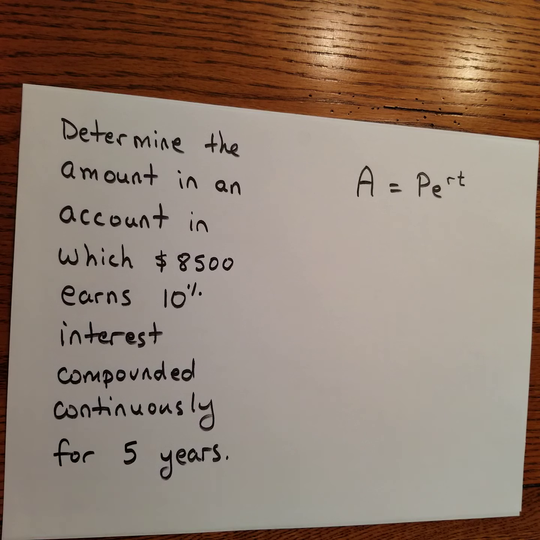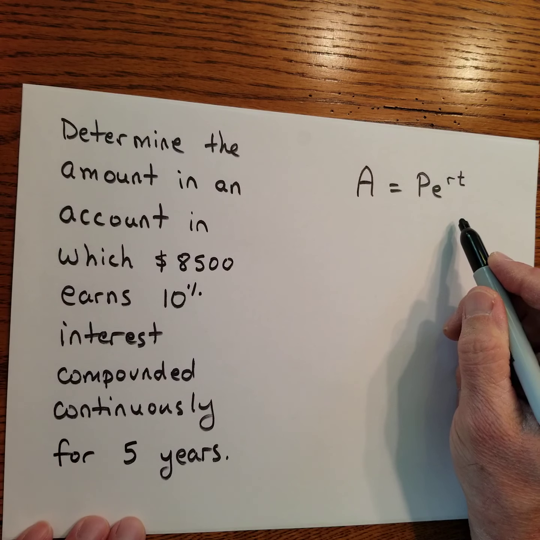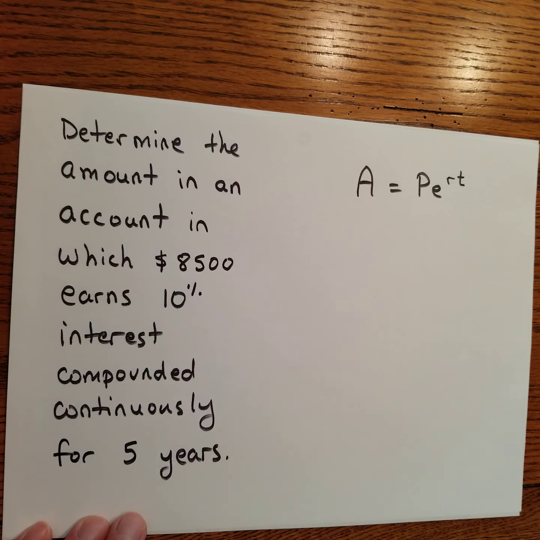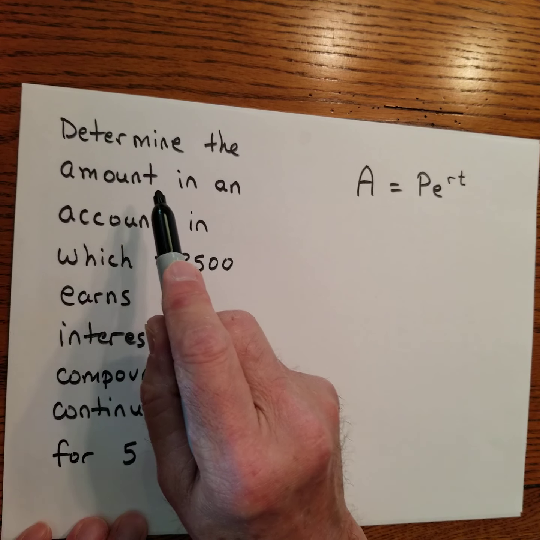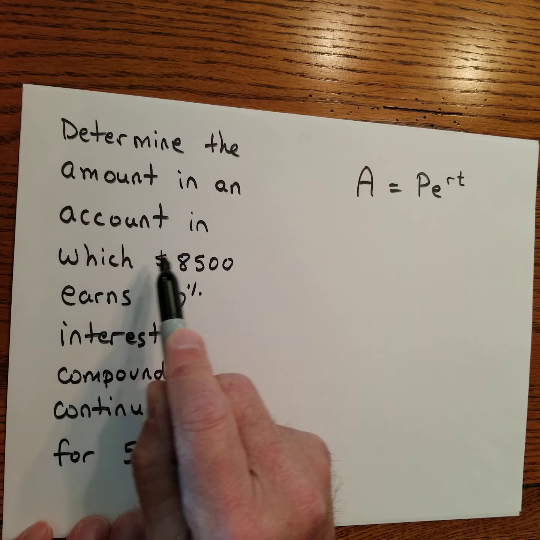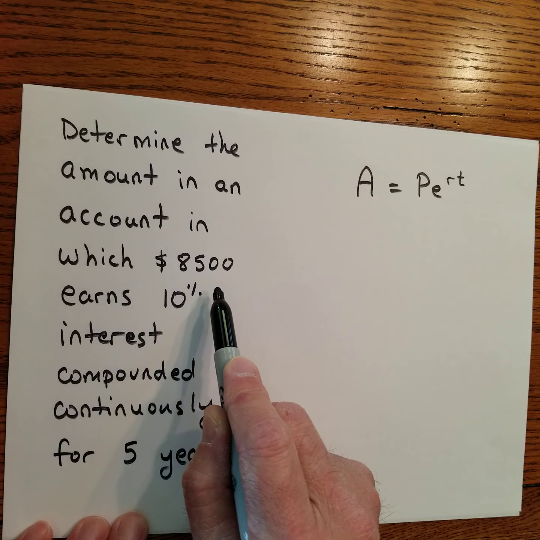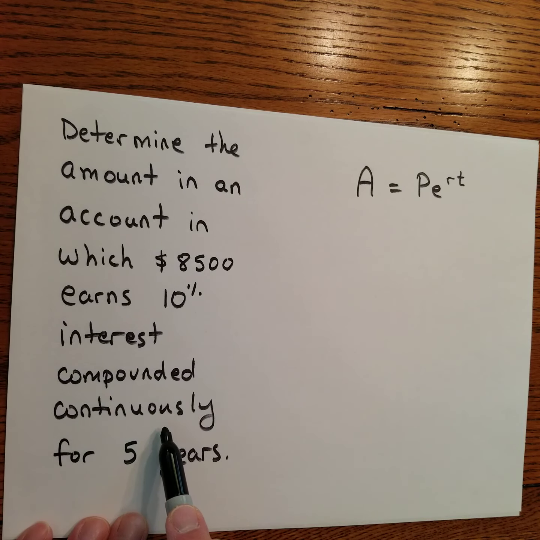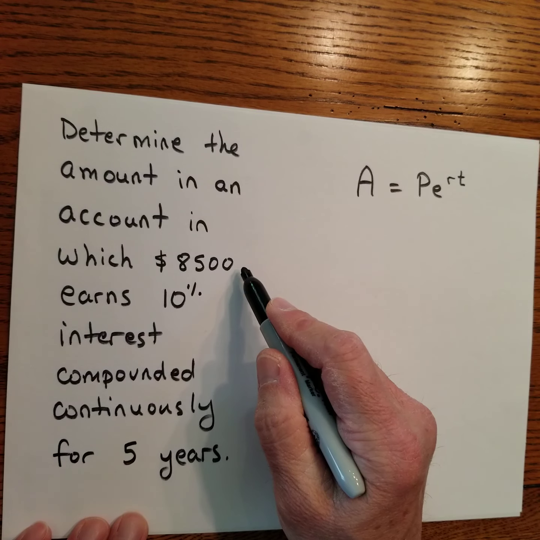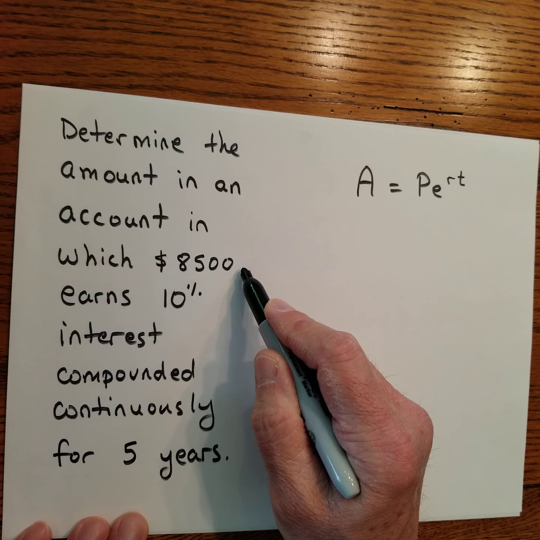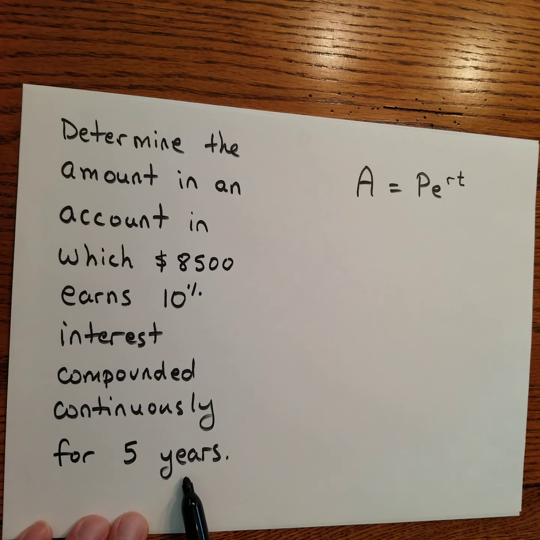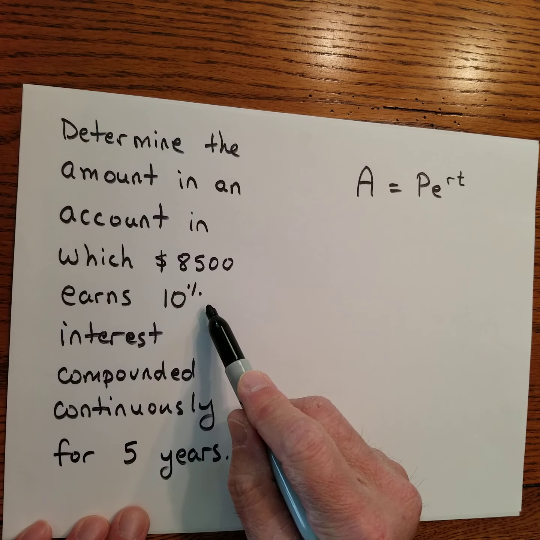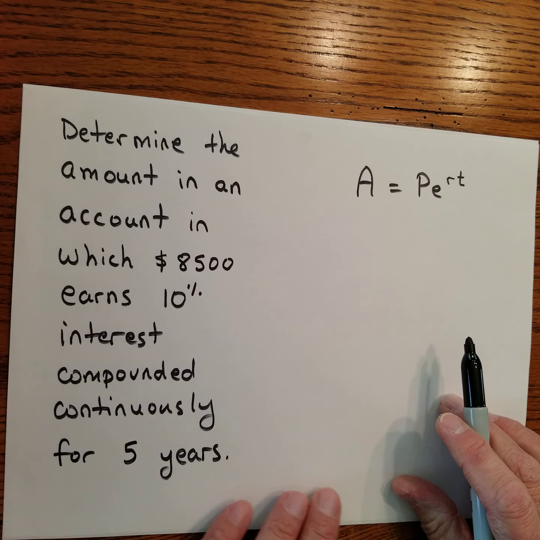Let's try one more example. Here's my formula for when I'm compounding continuously. Determine the amount in an account in which $8,500 earns 10% interest compounded continuously for 5 years. We've got $8,500 in an account. We'll leave it in there for 5 years. The bank that we have put it in pays 10% interest compounded continuously.